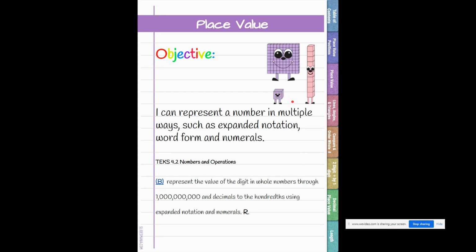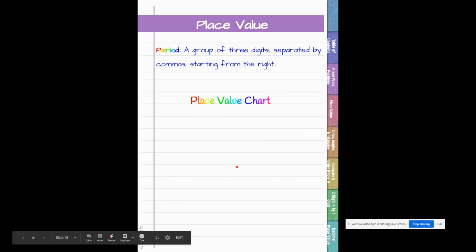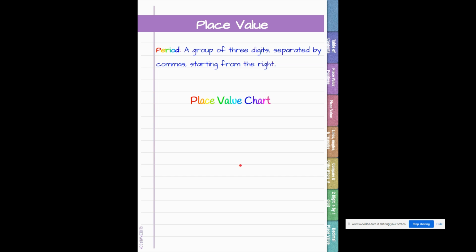Your objective is, I can represent a number in multiple ways such as expanded notation, word form, and numerals. We're going to begin our lesson discussing periods. A period is a group of 3 digits separated by commas starting from the right.